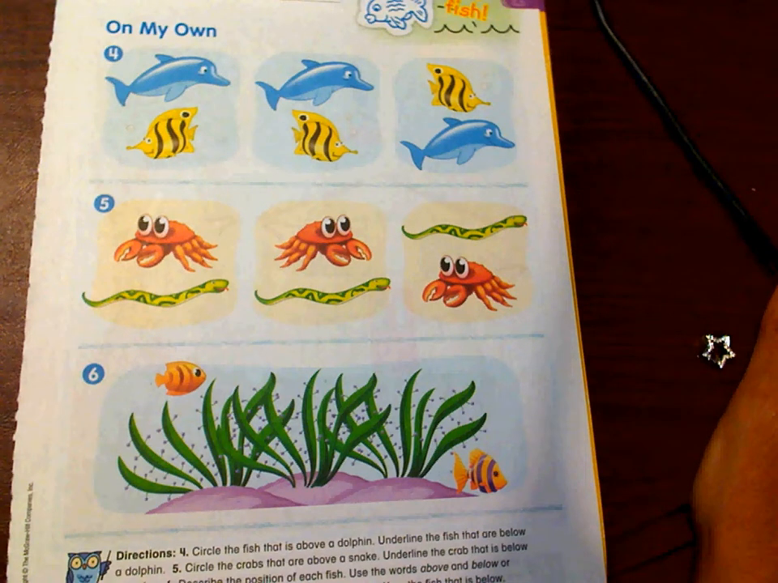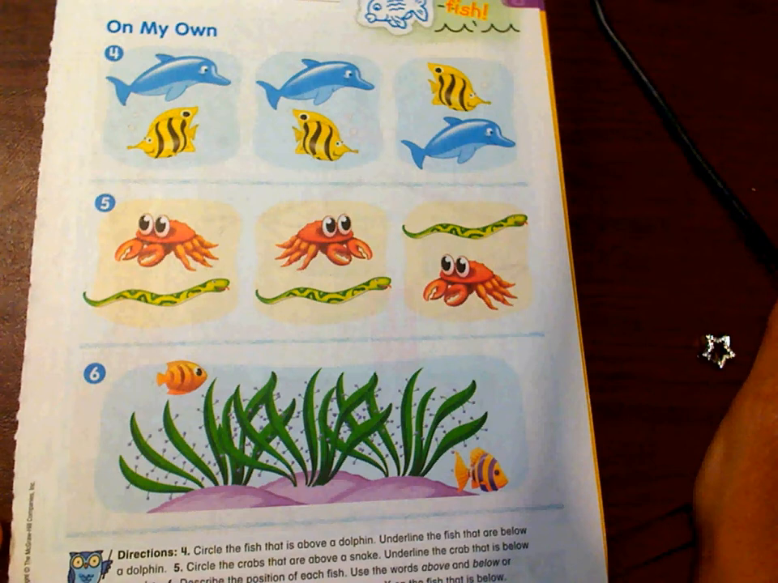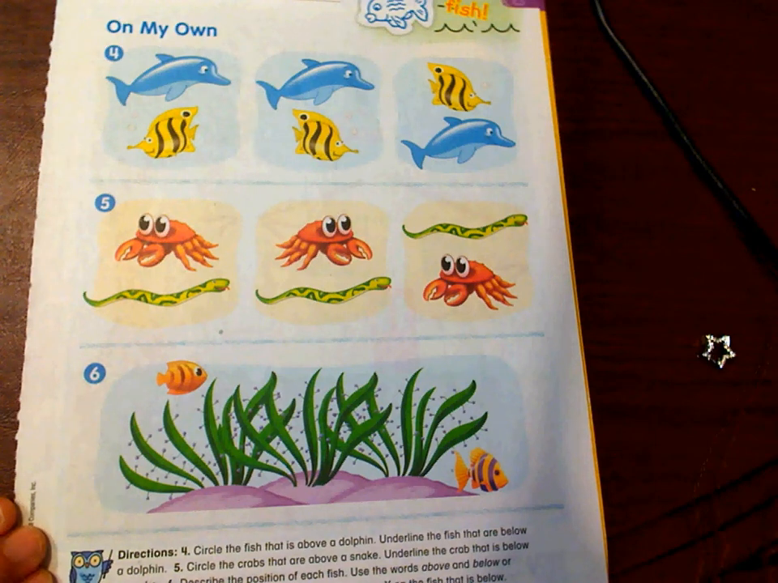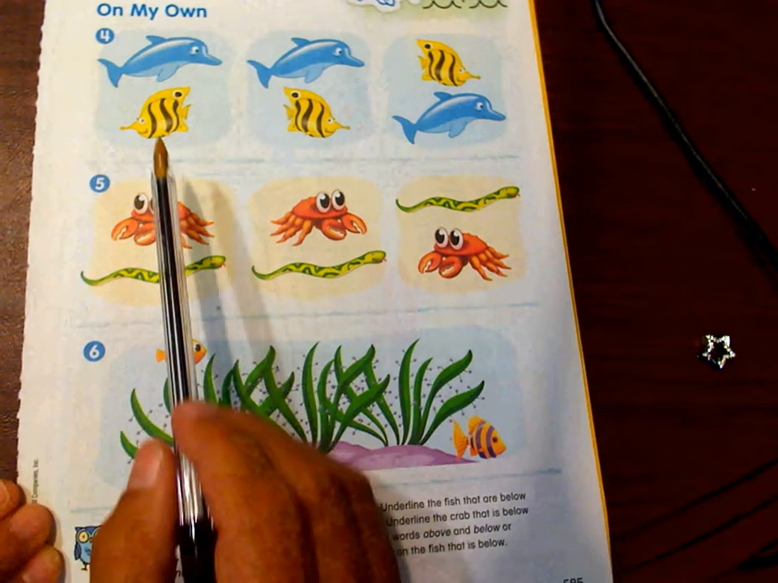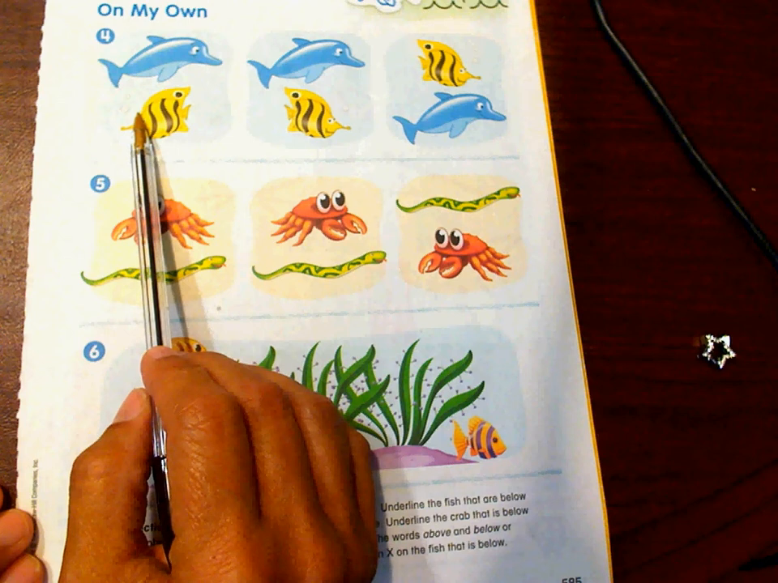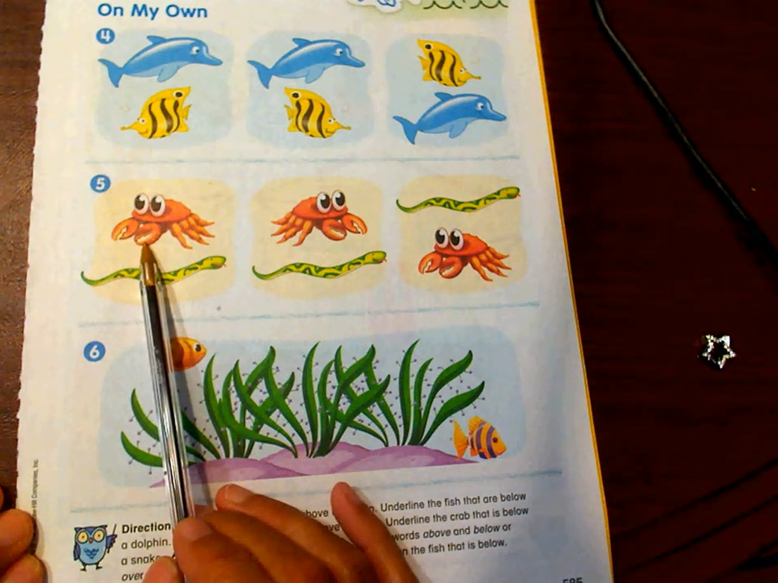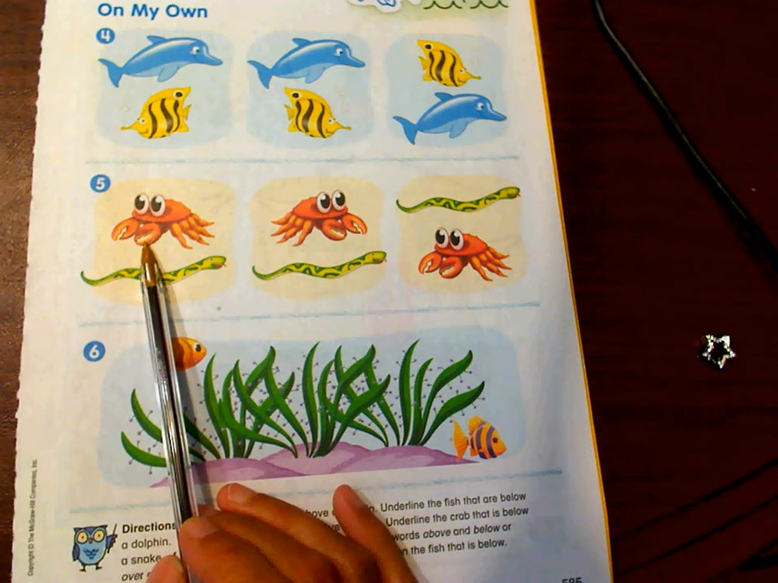Now, in row number 5, you see snakes and crabs. So now we're going to look at the position of where the crabs are. So I want you to, again, circle the crabs that are above a snake and then underline the crab that is below the snake. So remember, you are looking for the fish in row 4. You are looking for the crabs and where the crab is in row 5.